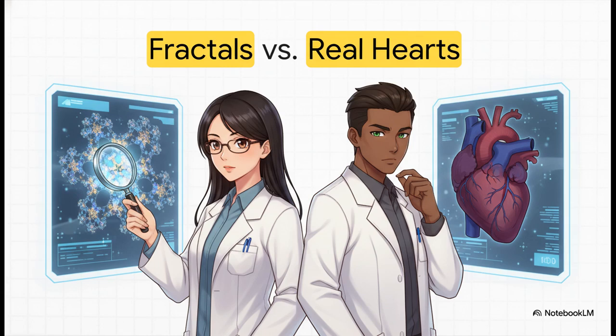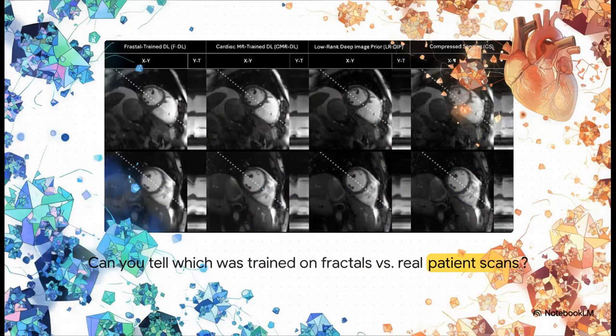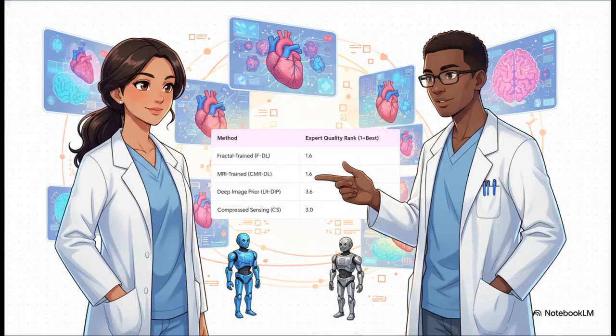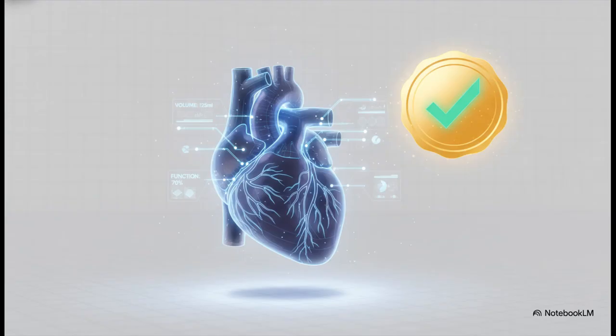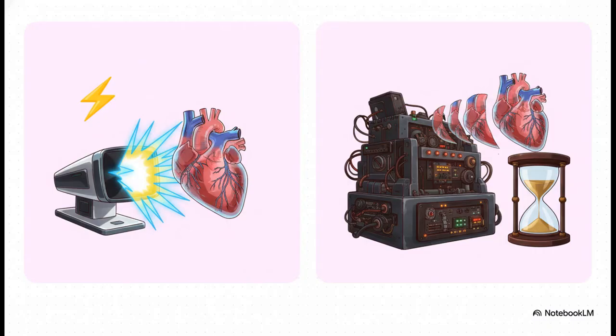Okay, so here's the million-dollar question. Does this wild idea actually work on real patients? On the left, we've got the AI trained on fractals. On the right, the one trained on real MRIs. And get this, expert cardiologists ranked the image quality and they couldn't tell the difference, a tie. But when you look at the numbers, the fractal-trained AI was actually way better on image contrast. And what's most important, the actual clinical measurements from these images were spot on, totally accurate. Oh, and by the way, the AI methods were also thousands of times faster than other techniques.